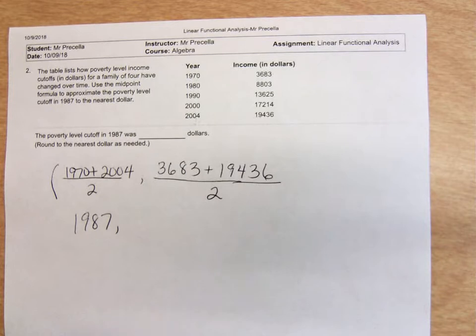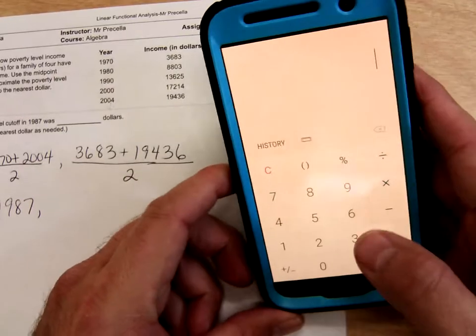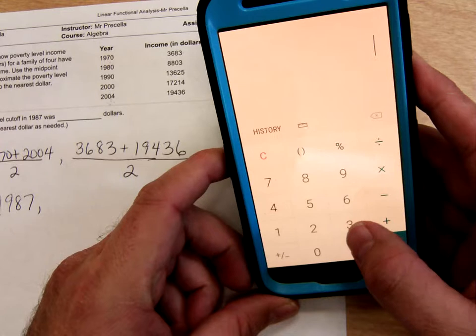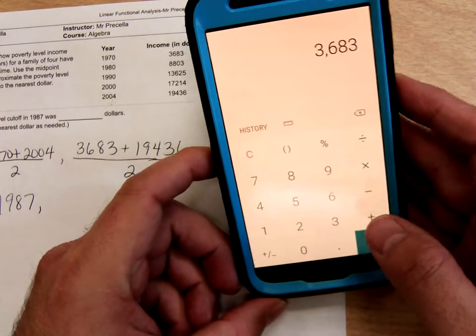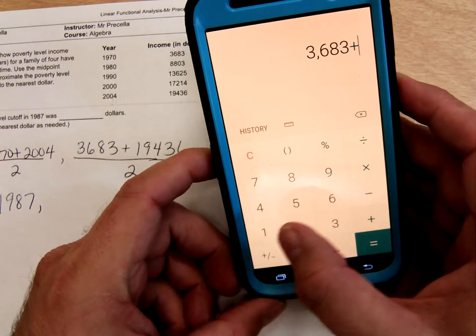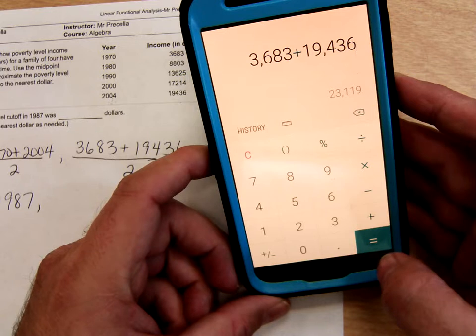So let me see, where's my calculator? I'm using my calculator on my phone just because that shows better. Probably in your class, if you're taking a test, your teacher's not going to let you be punching on your phone during the test. But I'm just using this calculator for the video because it shows up better than my TI graphing calculator.